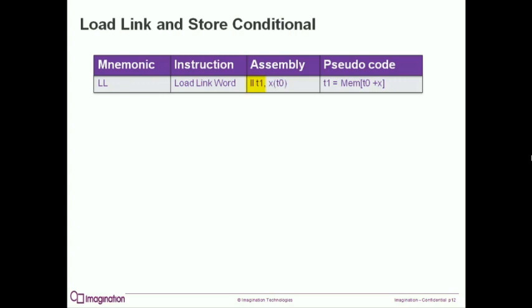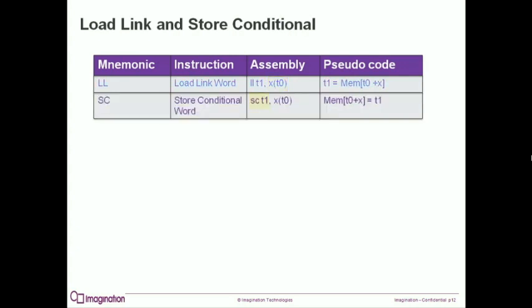Now I'll show you an example of a load link store conditional sequence. For this example, I will use general purpose registers T0 and T1. I could have used any available registers. The load link instruction will load the word into T1 from the address in the T0 register with a 16-bit signed immediate offset. The store conditional instruction will store the word in register T1 to the address in the T0 register with a 16-bit signed immediate offset.